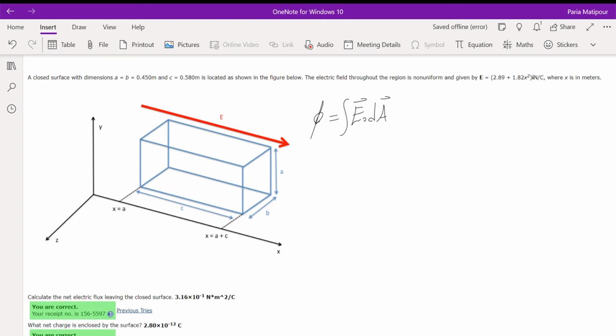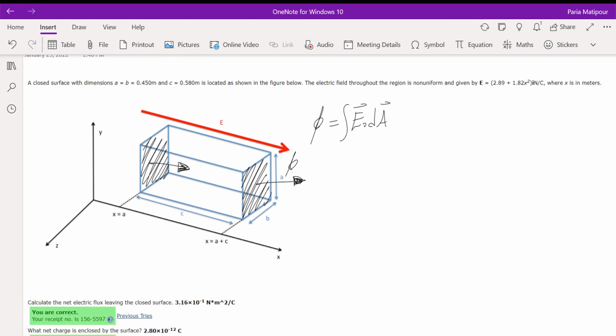So the only two surfaces that actually have a flux are this one and this one. Some flux is coming in from this surface, and the rest is coming out from the other surface. Let's say this is flux 2 and this is flux 1. In order to find the net electric flux leaving the closed surface, we need to calculate flux 2 minus flux 1.